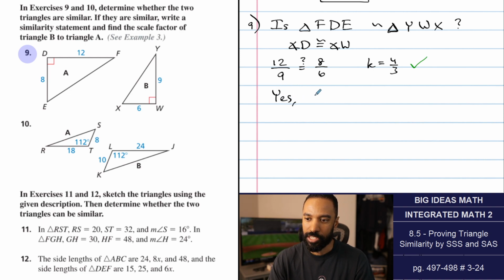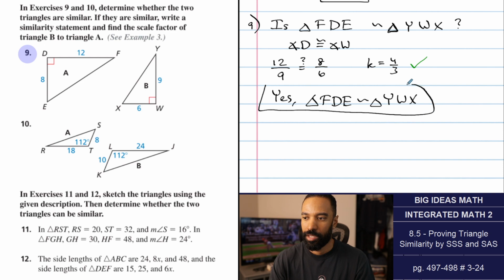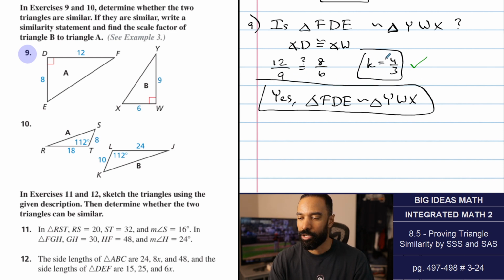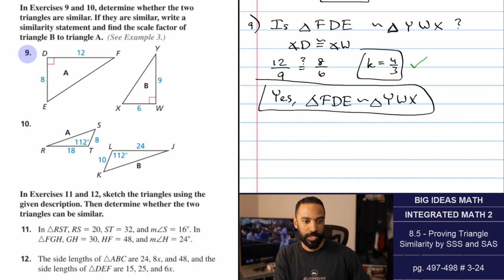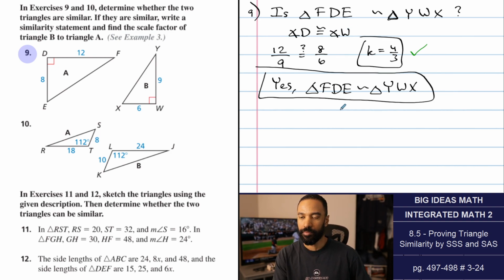Yes. And they said write a similarity statement. I already did before. Triangle FDE is similar to triangle YWX. I guess I'll save that for next time. So are they similar? Here's your scale factor from triangle B to triangle A. B to A was an enlargement. Number 10.